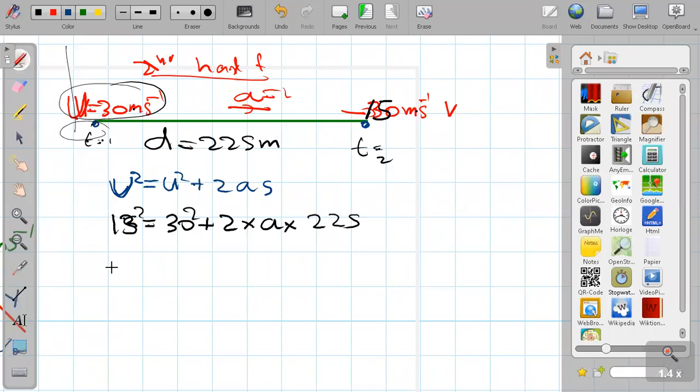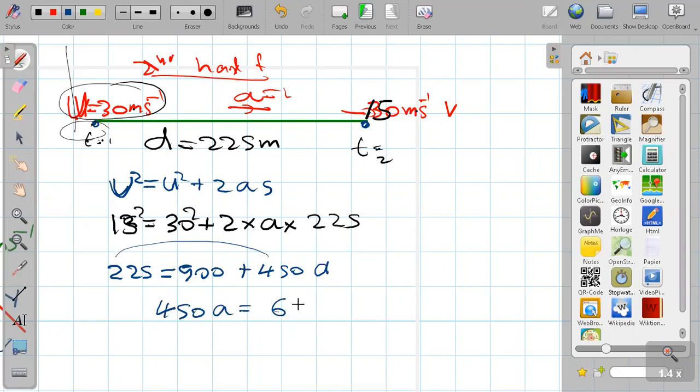Let me write 225 equals 900 plus 450 times a. I have to move this here. 450a equals 675. This is going to be a negative answer here. That's it.